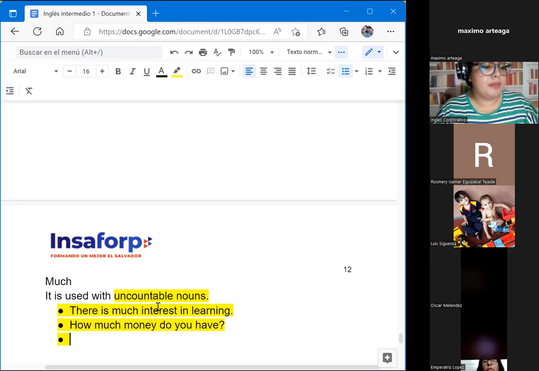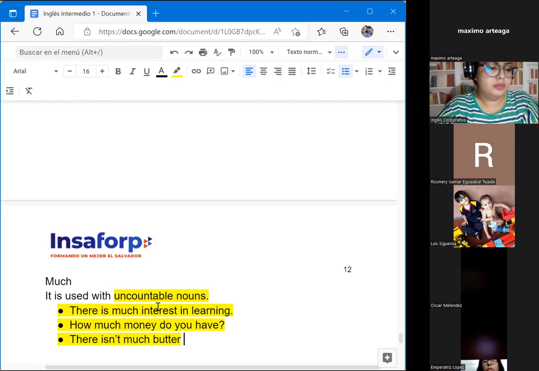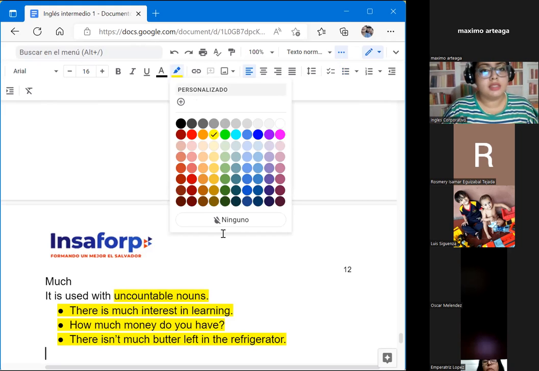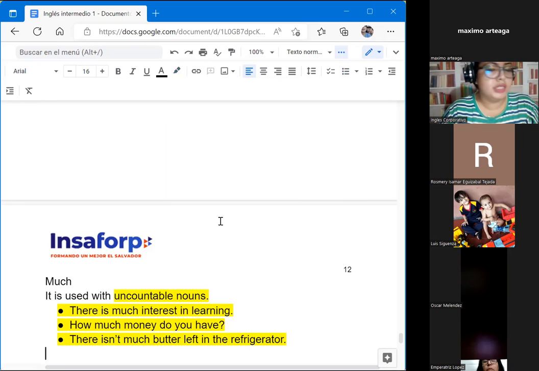Another one, there isn't much butter left in the refrigerator. Also, we can use much with a negative sentence. And also, we can use it in questions.